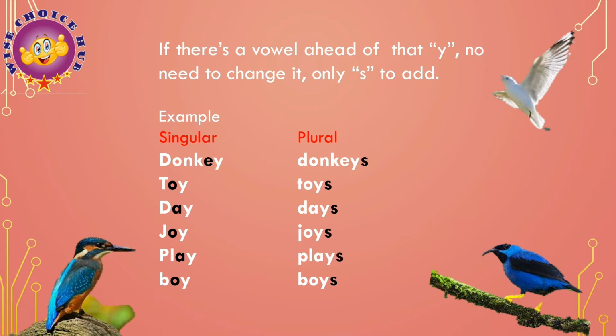So it goes on with toy, day, joy, play, boy. Look at the word boy, B-O-Y. Which is the vowel, children, before the letter Y? It is O. So what we need to do is just add S to the word boy, that is next to the letter Y, and make it plural as boys.